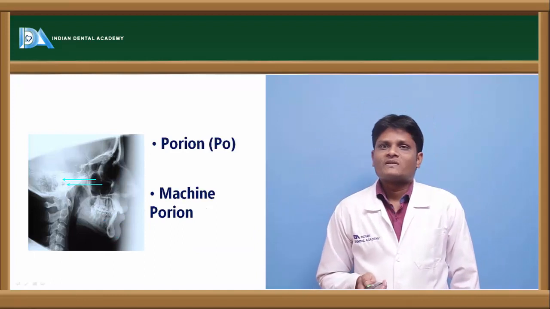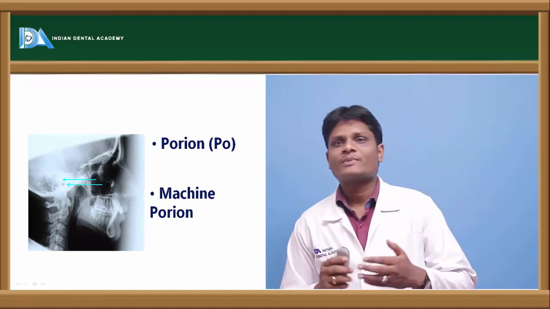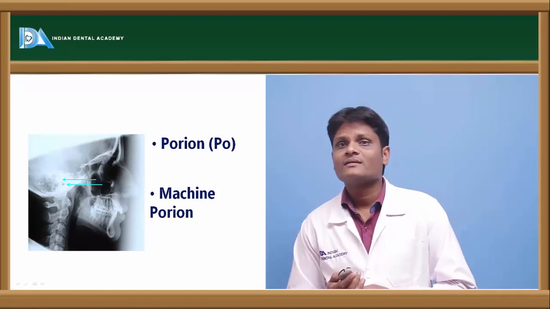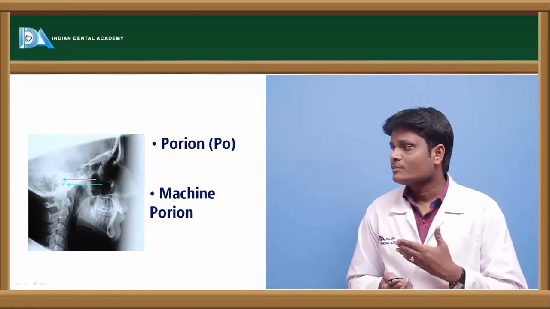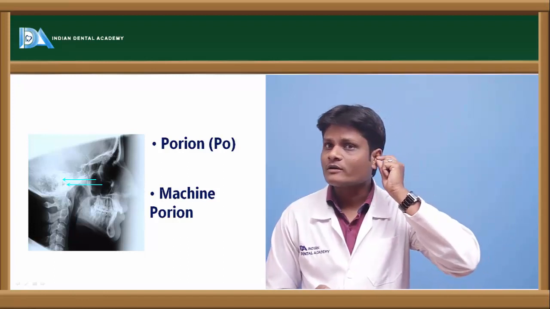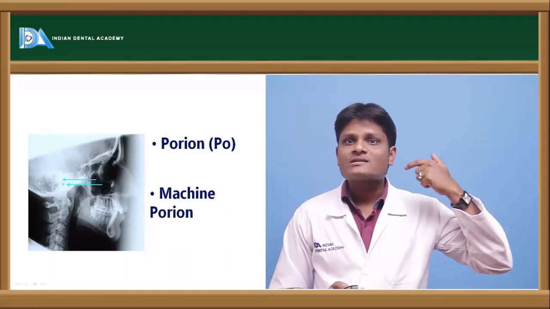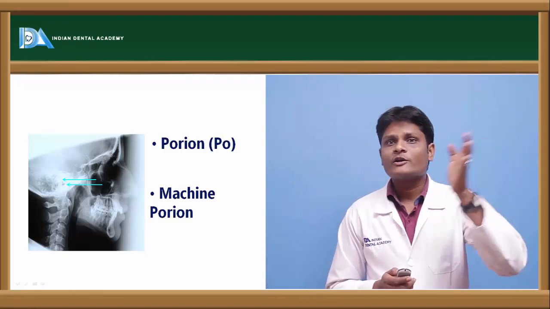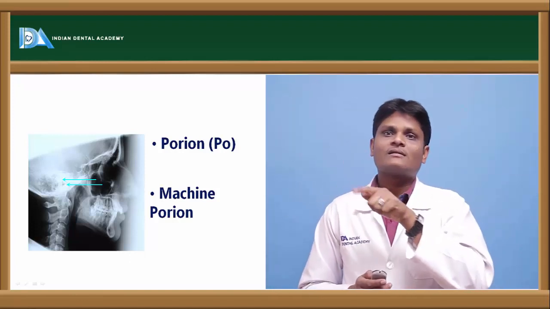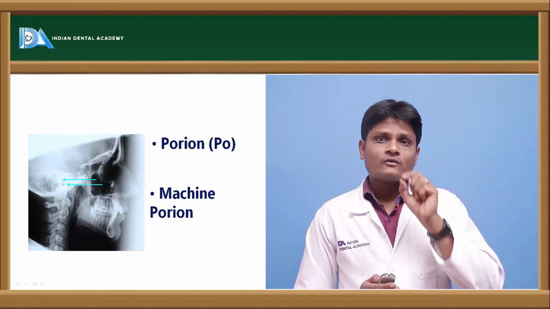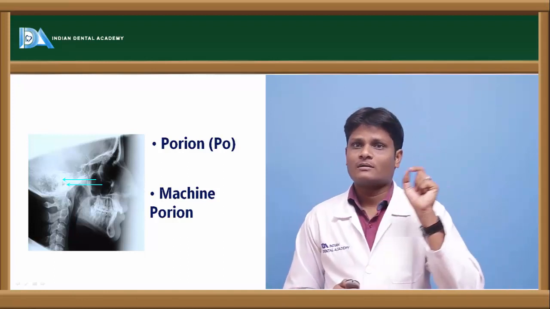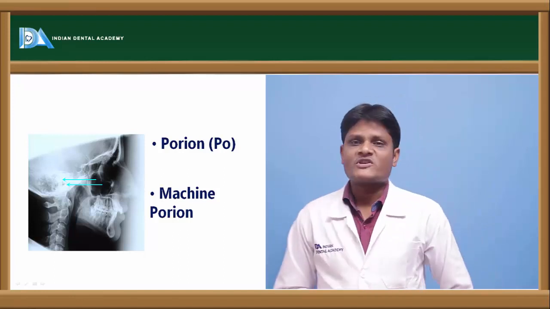What is porion? A point on the superior aspect of the external auditory canal or external auditory meatus is called porion. Whereas machine porion is, as I told you, related to the cephalostat, which has an ear rod that goes into the external auditory meatus. These ear rods are represented on the radiograph as well-defined radio-opaque circular structures. The superiormost point on these circular radio-opaque representations of the ear rod is called machine porion.